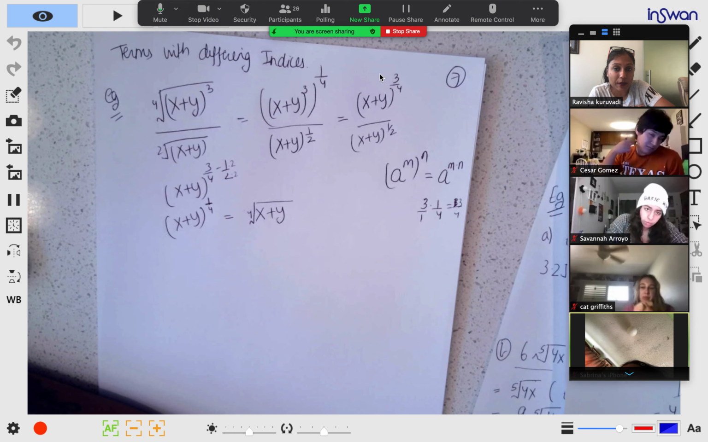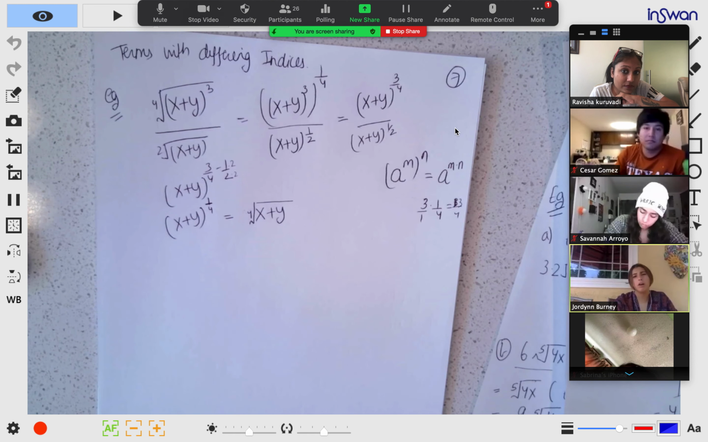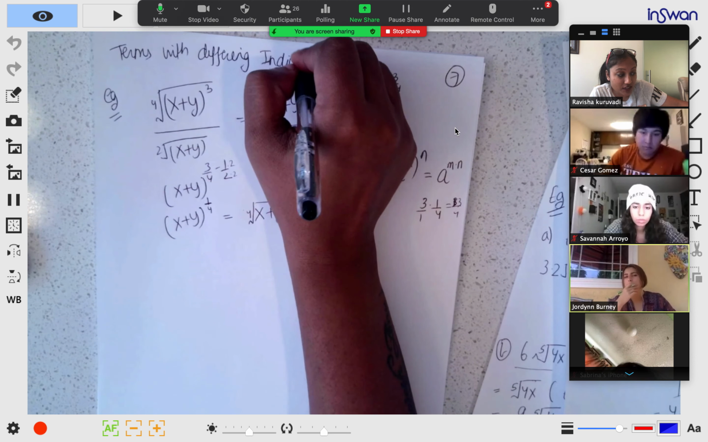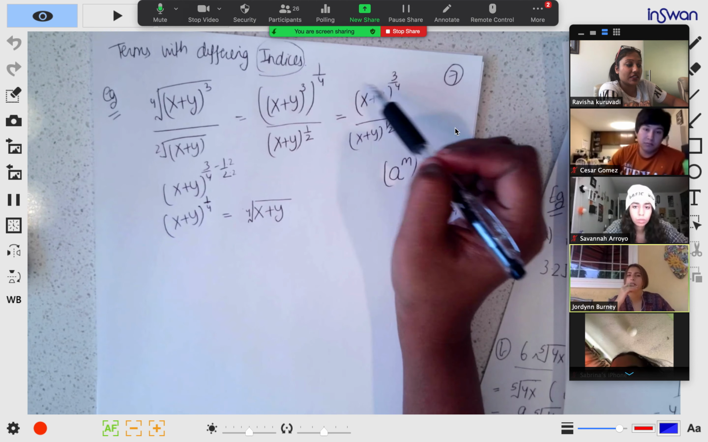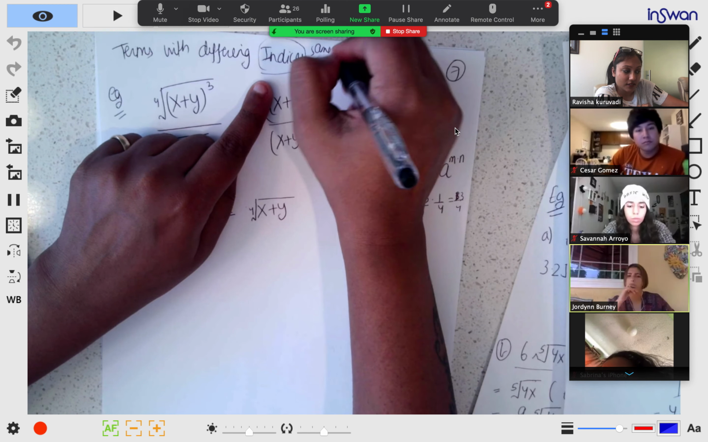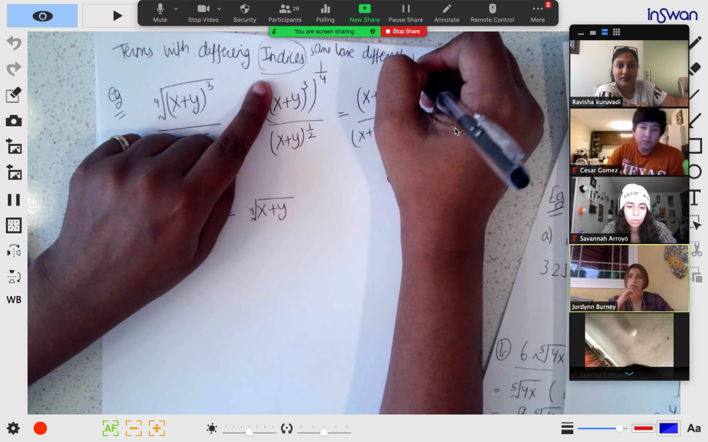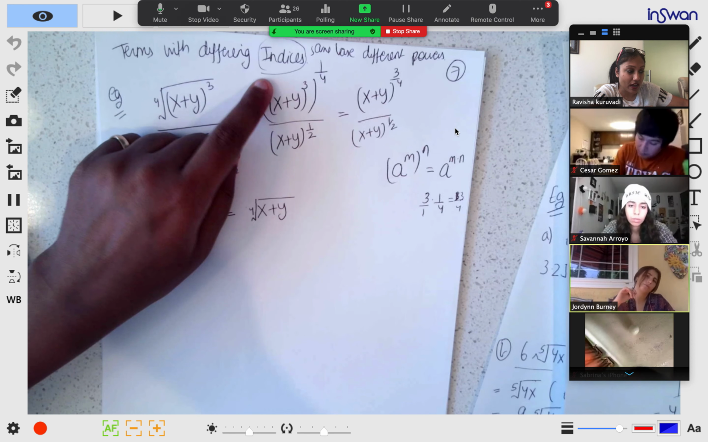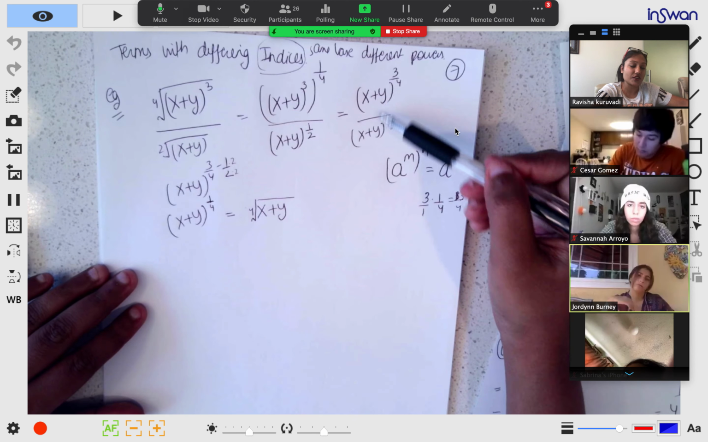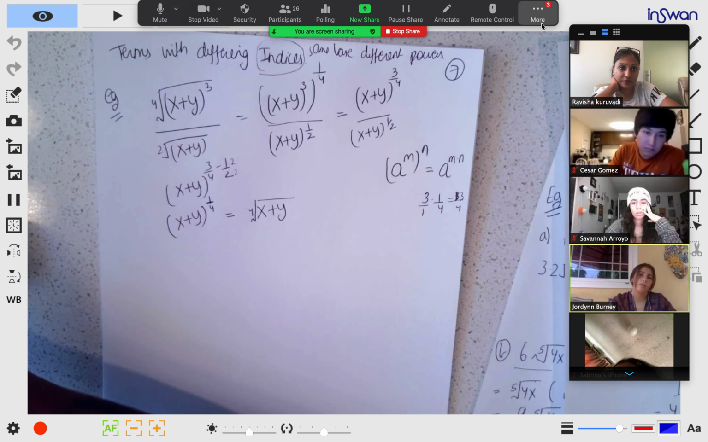Professor? Hello, yeah. Can you explain what indices are? Indices basically means powers. See, the base is the same. Basically what it means is same base, different powers. See, my base is the same, x plus y, but my powers are different. Okay. Thank you.